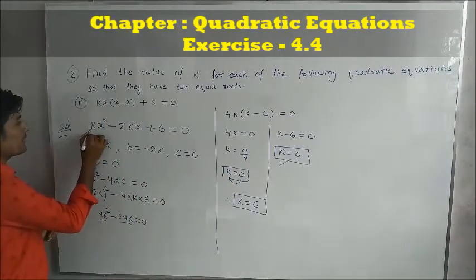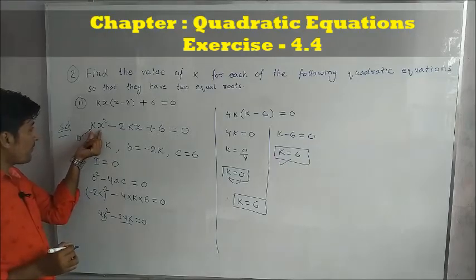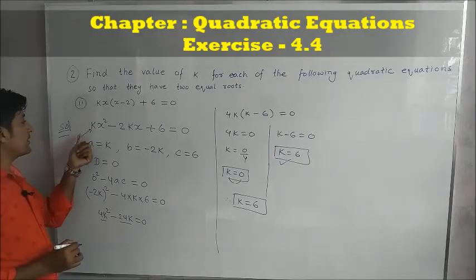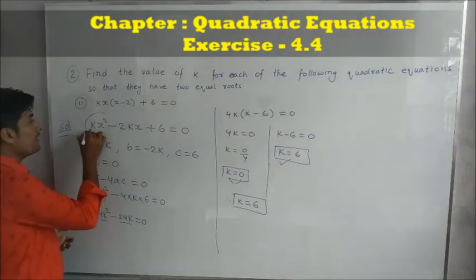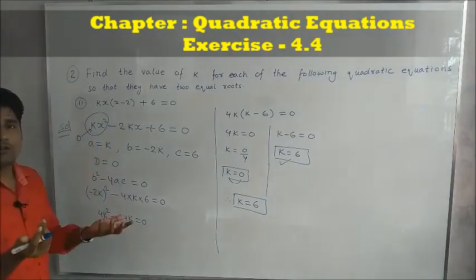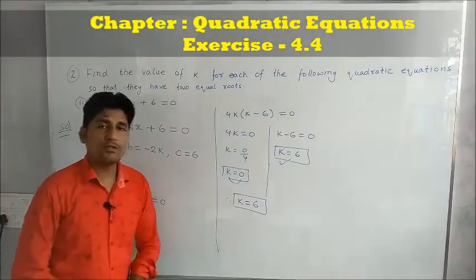Because if we put k equals 0, then the first term, the term of x square, will be cancelled. 0 into x square will be 0. Since this term will be eliminated, it will not be a quadratic equation. That's why we have taken k equals 6.